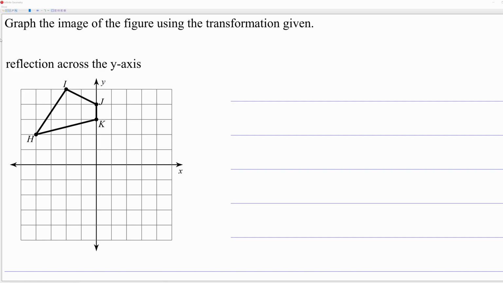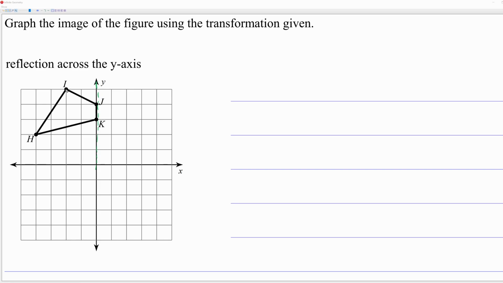Now, if you're just reflecting across a horizontal or a vertical line, which the y-axis is, the y-axis, of course, is this up and down line right here. Reflecting a shape is just as simple as counting. So what we're going to do is reflect each point, and then we're going to connect the new points. So all you have to do is count.